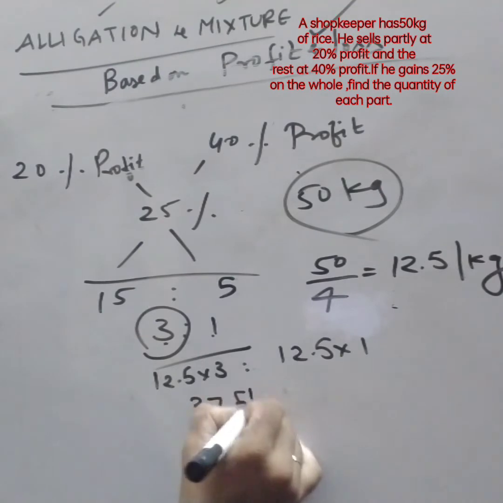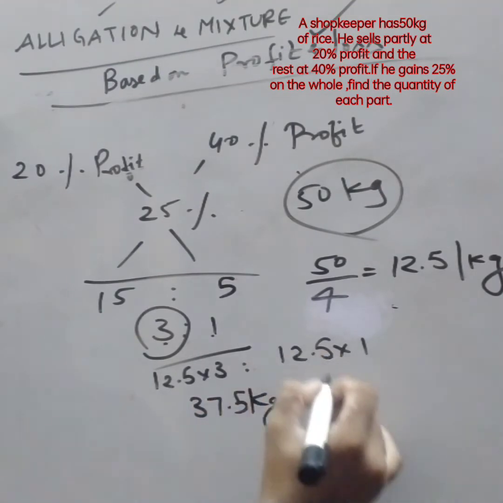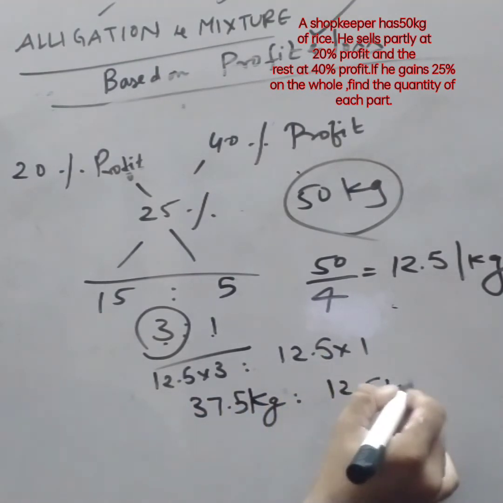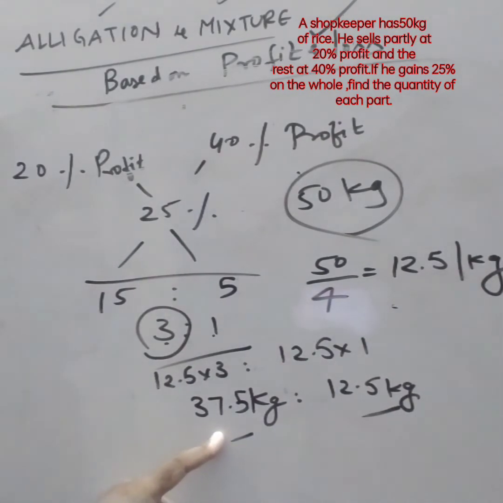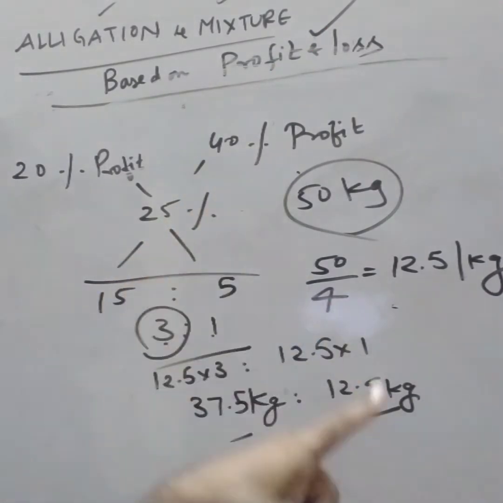Not per kg, dear students, that is 37.5 kgs. In the same way, 12.5 kgs. So at 20% profit, he is selling 37.5 kgs. At 40% profit, he is selling 12.5 kgs. So we just have to find the ratio in this question.